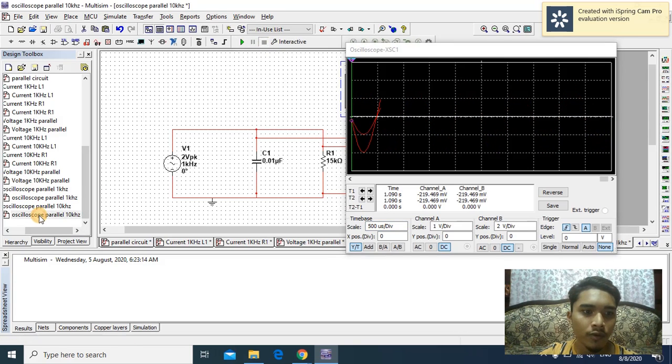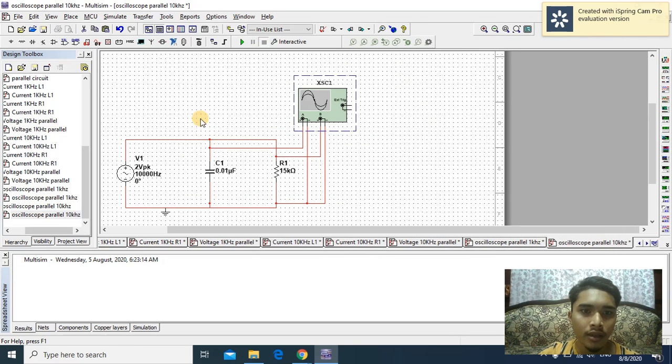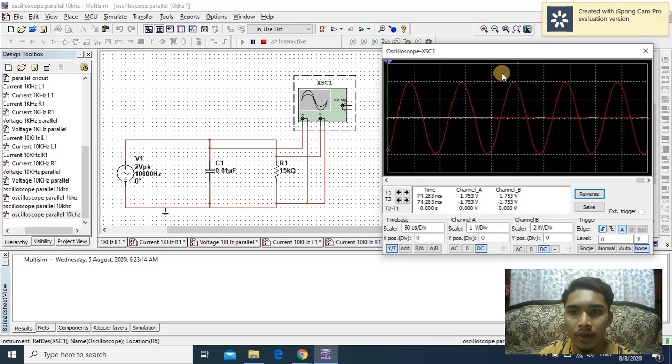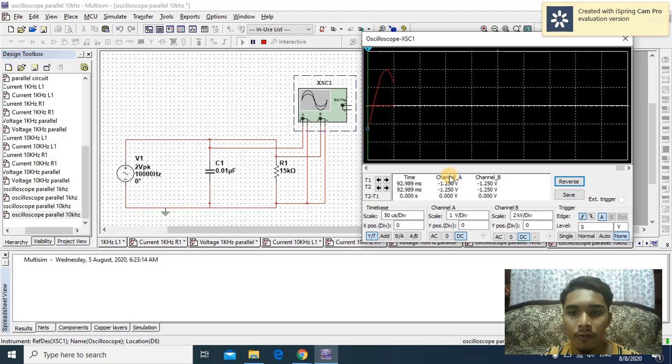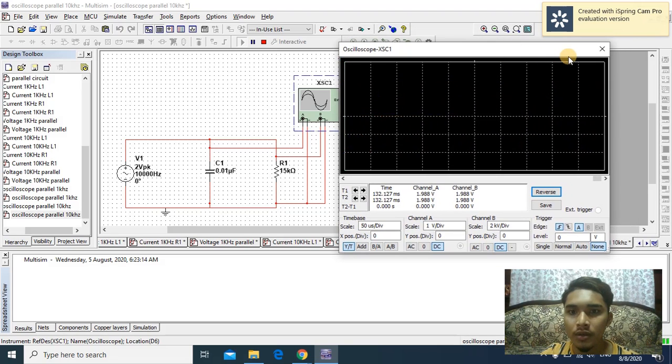Next, we move to the 10 kHz frequency. Then we run the oscilloscope and get the scale. The V peak that I use is 2 volt. Here we can see the scale and waveform on the oscilloscope.